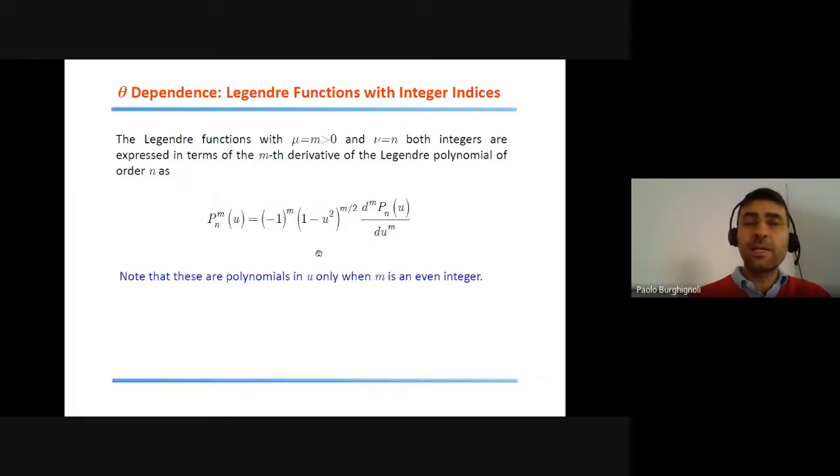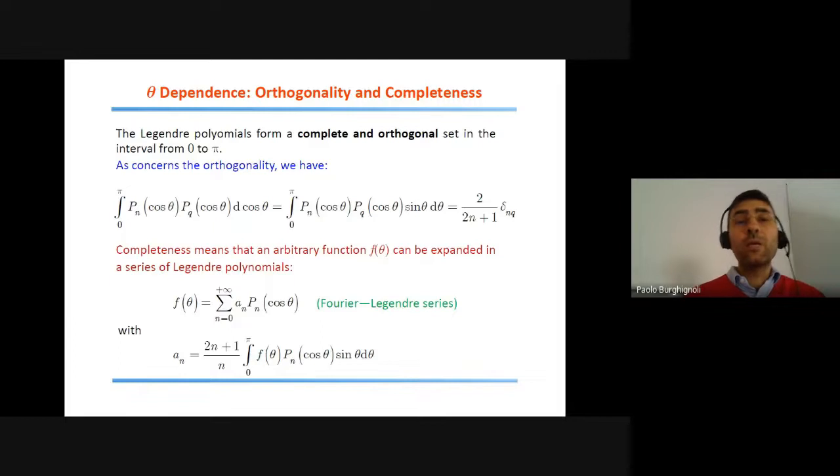But in any case, with this particular choice of the indices, the Legendre functions are still represented by elementary functions. We may also mention an important property of Legendre polynomials, and more generally of Legendre functions, that is their orthogonality and completeness in the interval from 0 to pi.